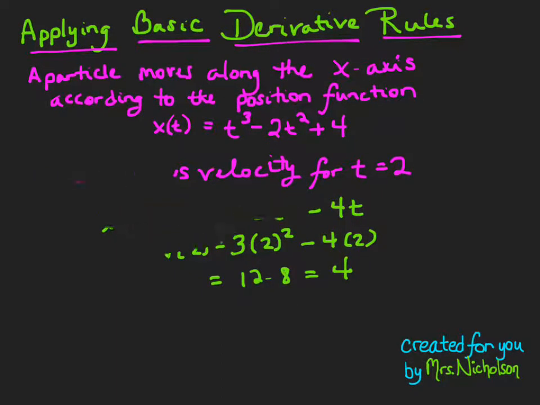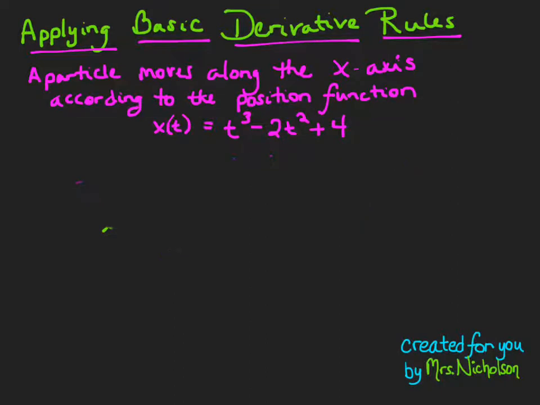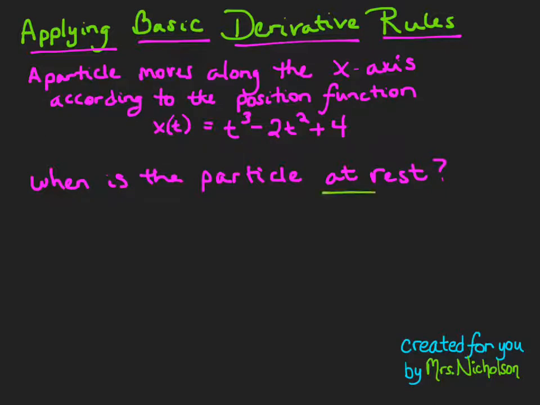Now another type of question that we might be asked about this same function is, when is the particle at rest? Well, if the particle is at rest, that means that our velocity is going to be equal to 0. At rest means velocity equals 0.